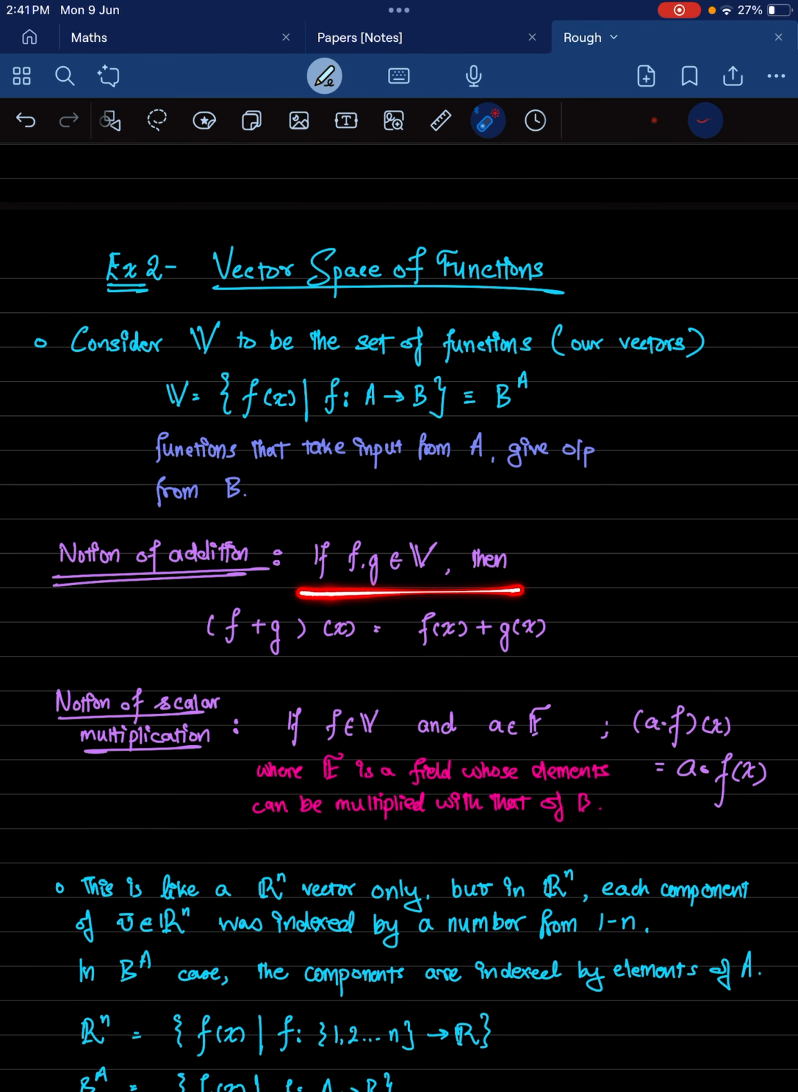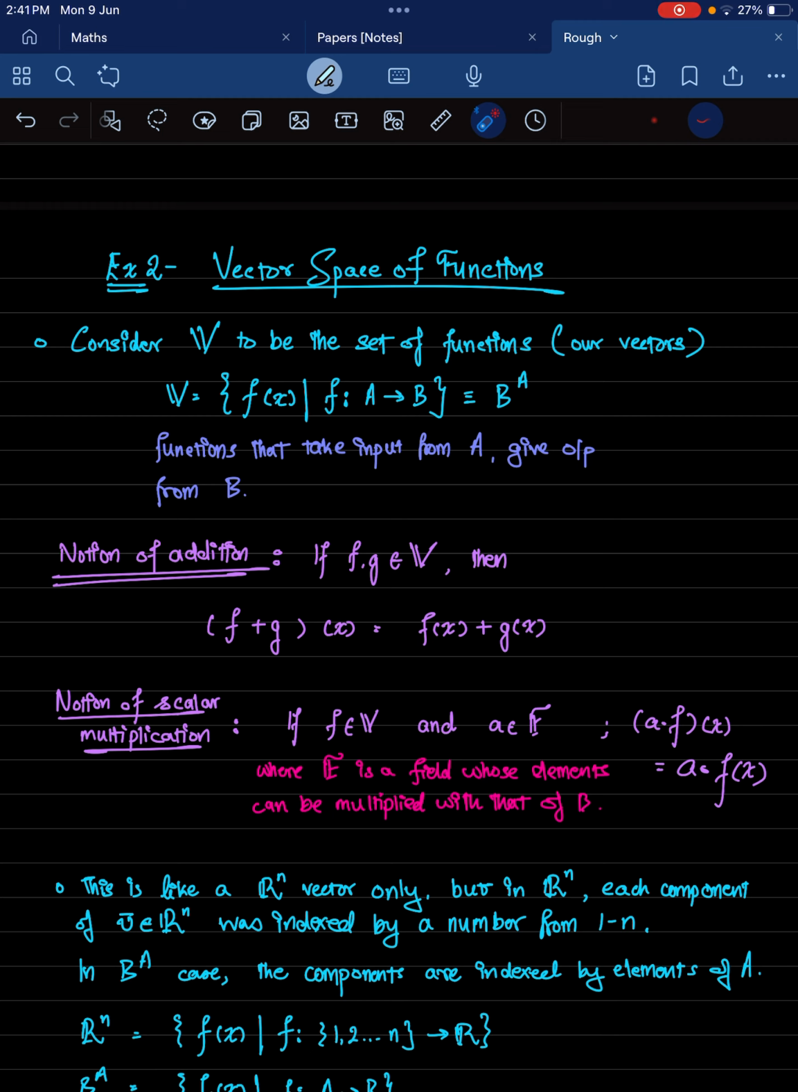Look at this. Now if f and g are two functions, then f plus g of x is f of x plus g of x. That's the addition I have defined. So if you want to find f plus g, and if you want to find the x component of that, you just have to do a component wise addition, right? That's how it worked in vectors. That's how it works in functions.